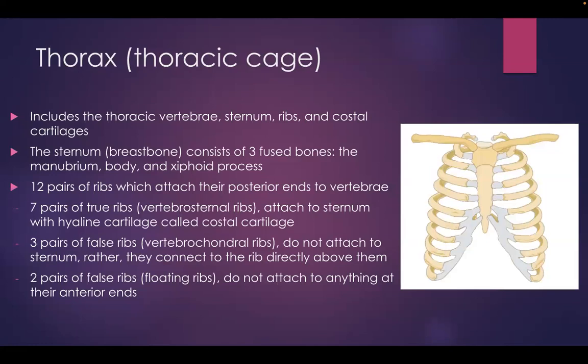All right, and we have the thorax or the thoracic cage. This is going to include the thoracic vertebrae, the sternum, the ribs, and the costal cartilages. The sternum or the breastbone includes 3 fused bones, the manubrium, the body, and the xiphoid process. Xiphoid process is the lower tip.